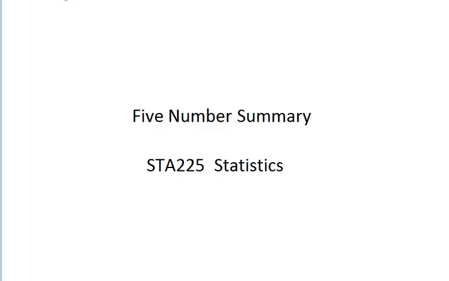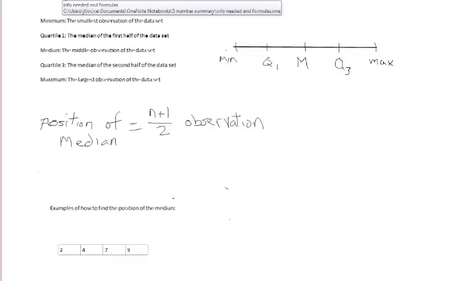Alright, here in this video we're going to take a look at a 5-number summary. We're going to look at each component that makes up the 5-number summary and then how to find each component. So to start off, I've got the definitions of each piece.